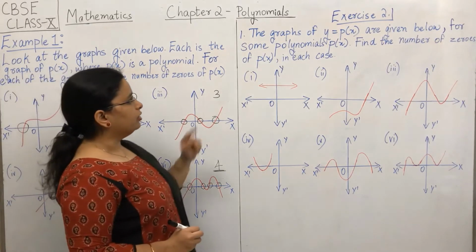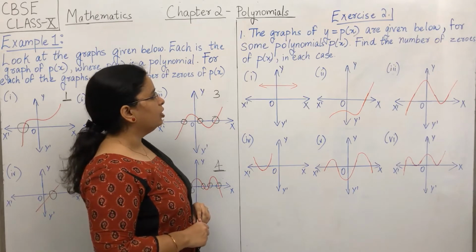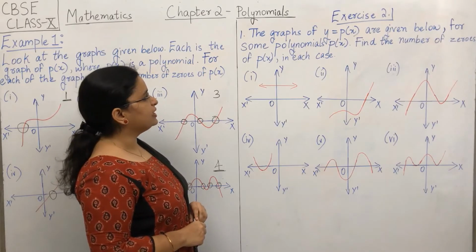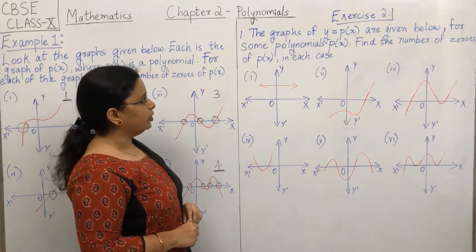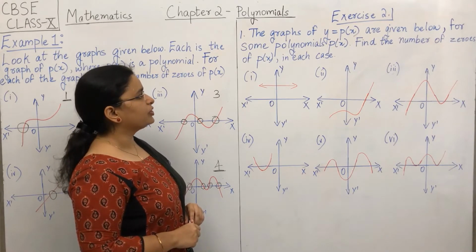Exercise 2.1, first question. The graphs of y equal p of x are given below. For some polynomial p of x, find the number of zeros of p of x in each case.